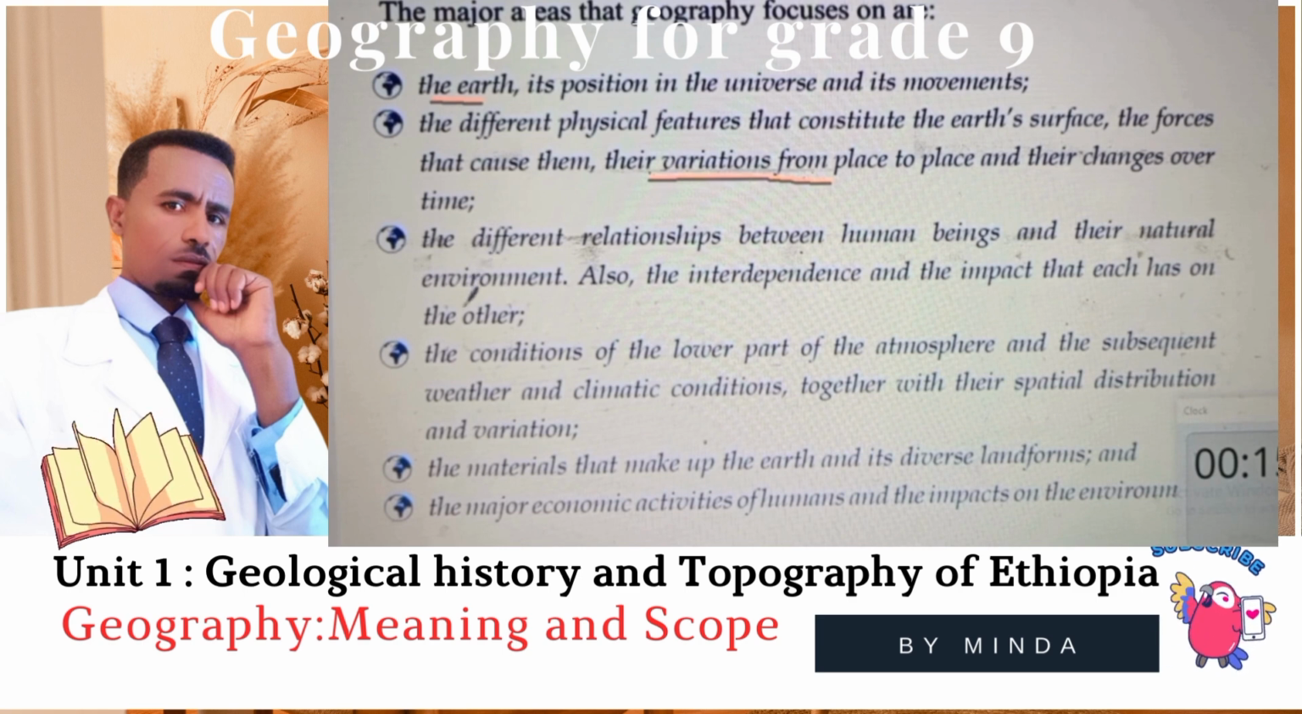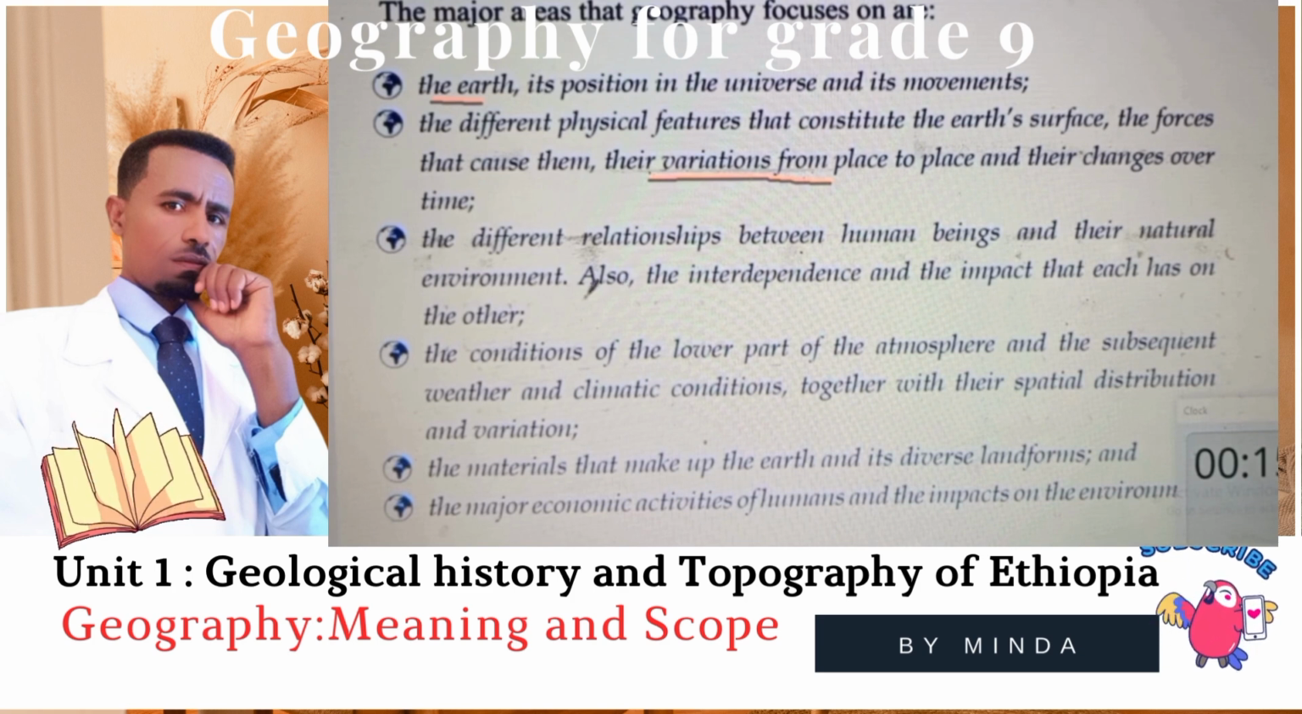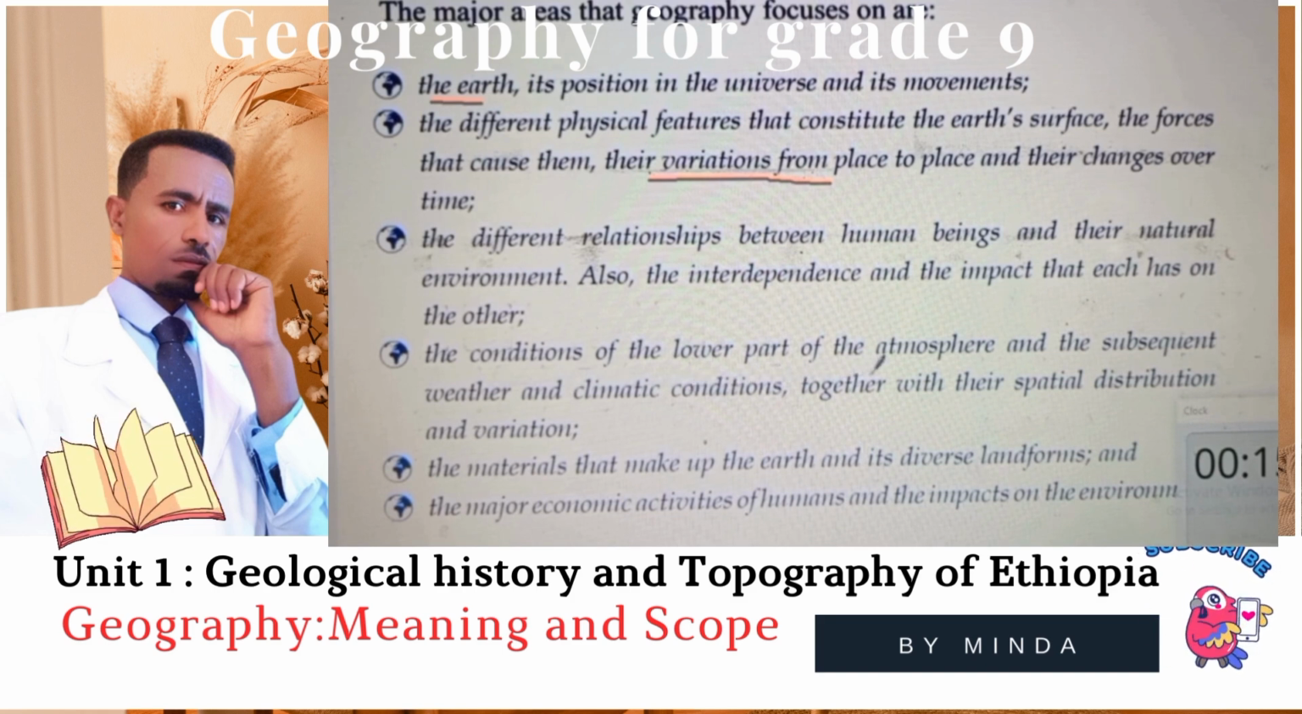Another point is the relationship between human beings and the natural environment, which is also a main focus area of geography. Another point is the conditions of the lower part of the atmosphere. The atmosphere is one of the scopes of geography, and it is a focus area of geography.